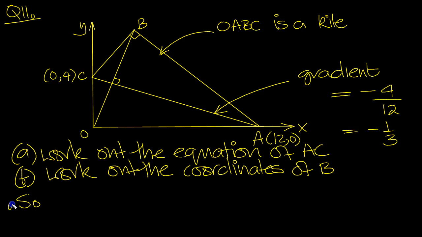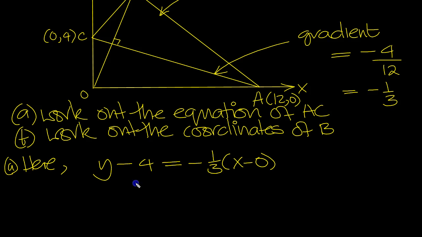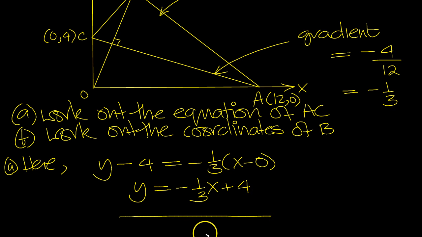So this is part A then. So here, y minus 4, now we can go through this coordinate, can't we? y minus 4 is equal to the gradient, minus 1/3, times x minus the x coordinate, which is 0. So we end up with y is equal to minus 1/3 x. Just expand this bracket and then move the 4 over to plus 4. So that's the equation of the tangent of the line AC.